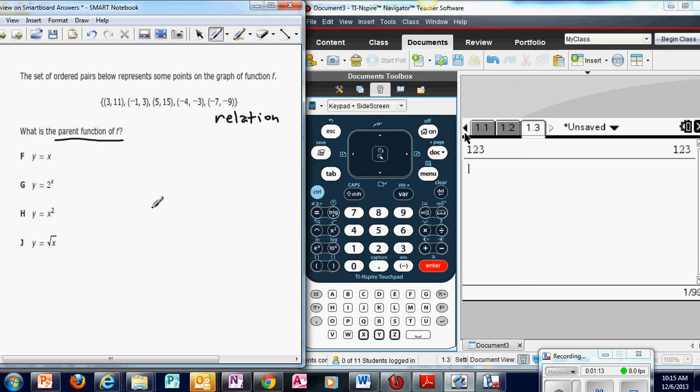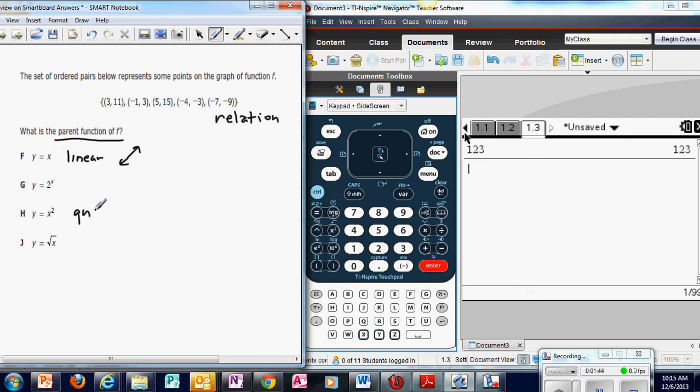Now, when we deal with exponential equations, that's a little different. We'll have a different base and x will be in the exponent, but again, we don't see numbers that aren't in the exponent. So that should make g stand out. But y equals x, that is the parent function for all linear equations. Graphs that look like a line.